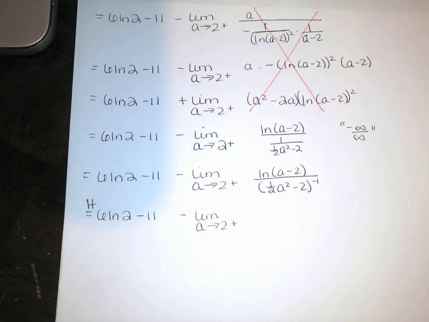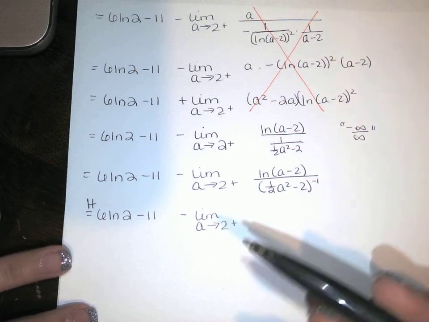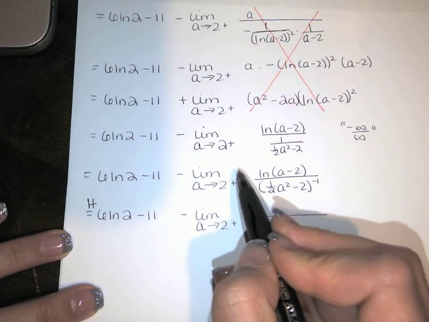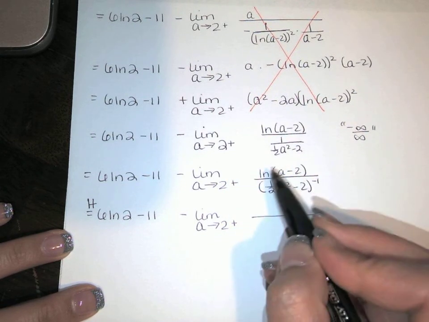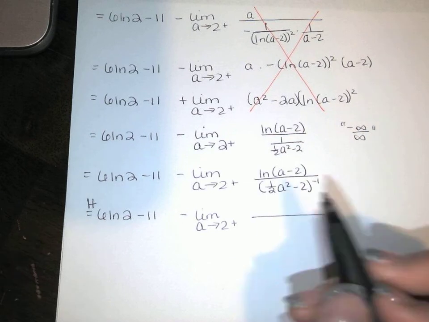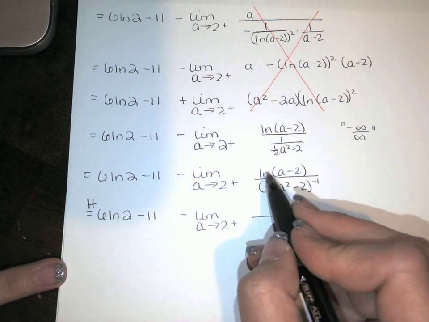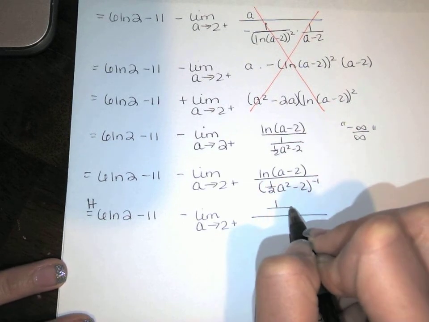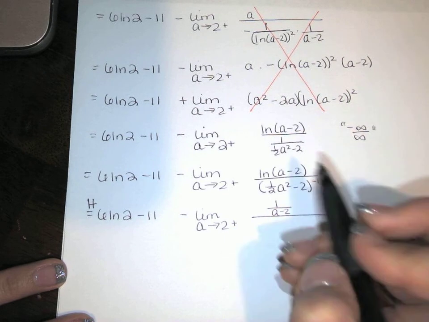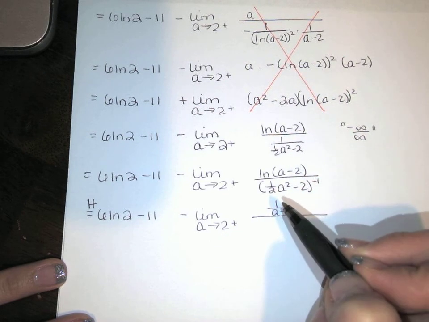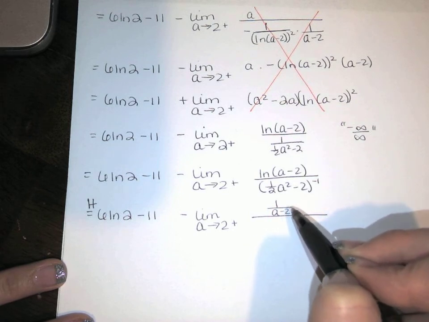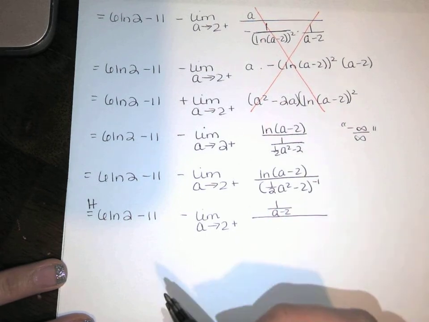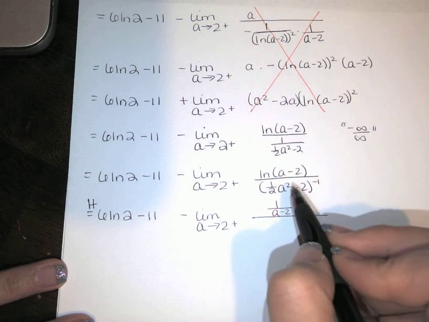So we're going to put a little h over the equals sign because we're applying L'Hopital's rule. The limit of this is equal to the limit of the derivative of the numerator over the derivative of the denominator. Our hope is this is going to make things simpler. The derivative of the numerator is 1 over a minus 2, because the derivative of log of something is 1 over the function inside times the derivative of the inside. And the derivative of the inside is 1.